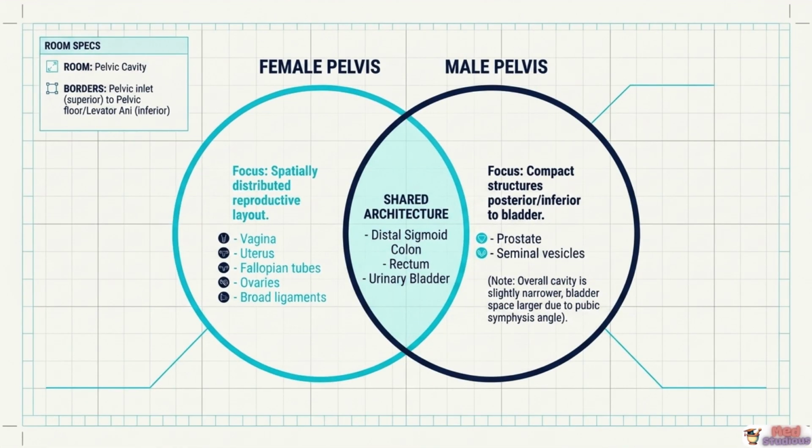Finally, we reach the pelvic cavity. Its borders stretch from the pelvic inlet superiorly all the way down to the pelvic floor, or levator ani muscle, inferiorly. There are key differences in architecture here based on biological sex. The female pelvis focuses on a spatially distributed reproductive layout, containing the vagina, uterus, fallopian tubes, ovaries, and broad ligaments. The male pelvis focuses on compact posterior or inferior reproductive structures, like the prostate and seminal vesicles. However, both anatomies share the distal sigmoid colon, rectum, and urinary bladder.